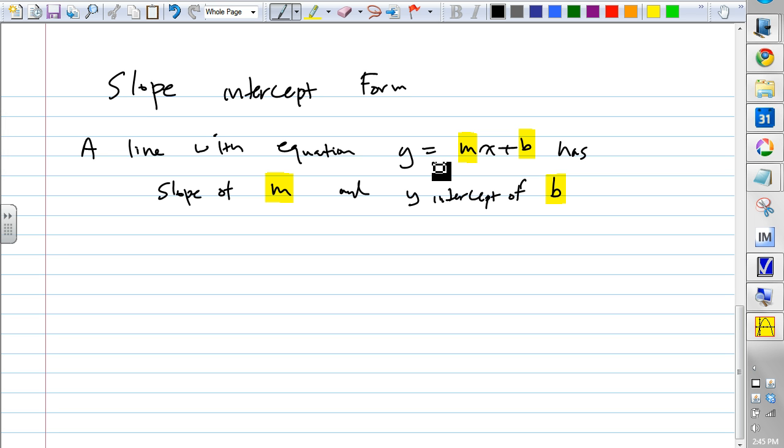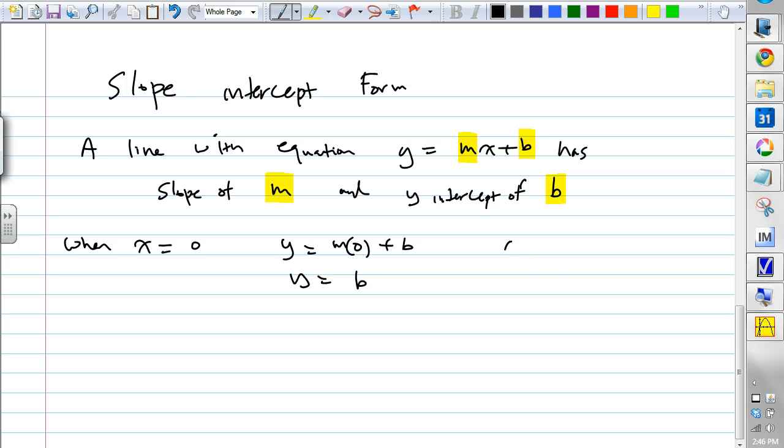Okay, so let's just say x is 0. What happens if x is 0? When you plug in x equals 0, what do you get? If I plug in x equals 0, y equals m times 0 plus b. What do you get? y equals b. And so we get 0 comma b.